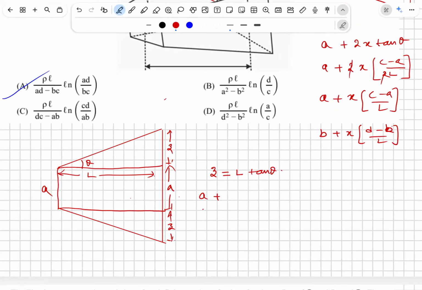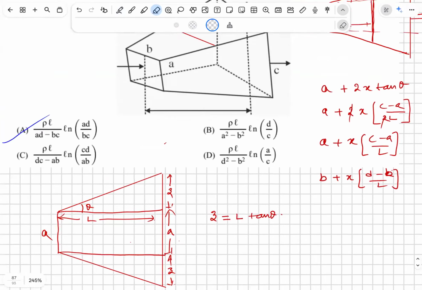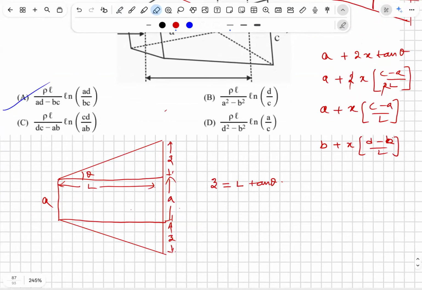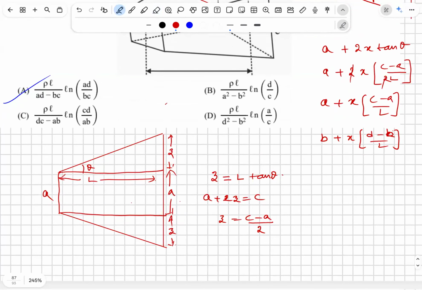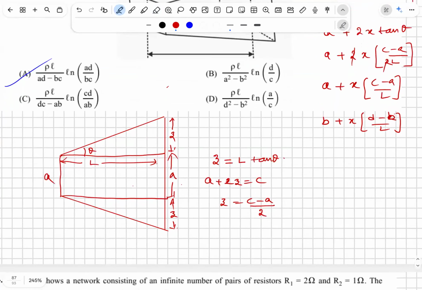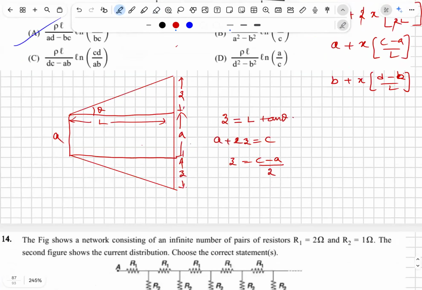So finally, one minute. What is that? A plus 2Z is equal to C, so Z is equal to C minus A by 2. That's how you got it. But remember, you are not allowing me to enter into the problem yet. So what you are going to do here is simple.